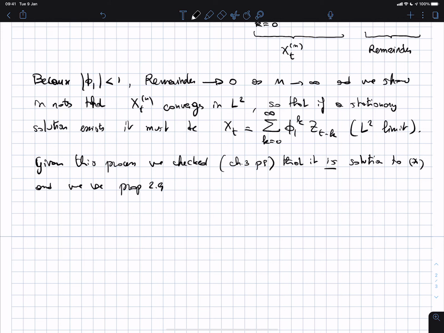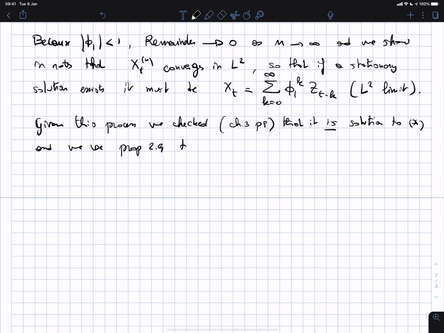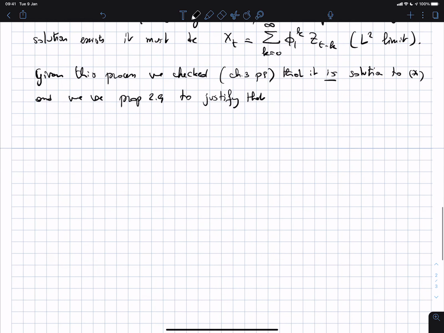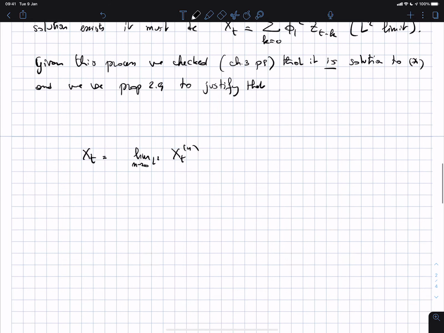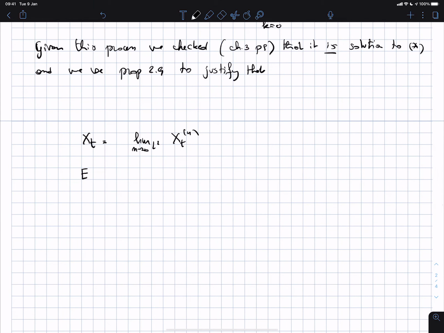We use proposition 2.9. Proposition 2.9 gives you a case in which you are allowed to exchange limits and expectations. So this allows us to justify that, first of all, xt is indeed the L2 limit as n goes to infinity of this finite sum here. Secondly, that the expectation of xt is then equal to the limit as n goes to infinity of the expectations of the xtn's, which is then 0.